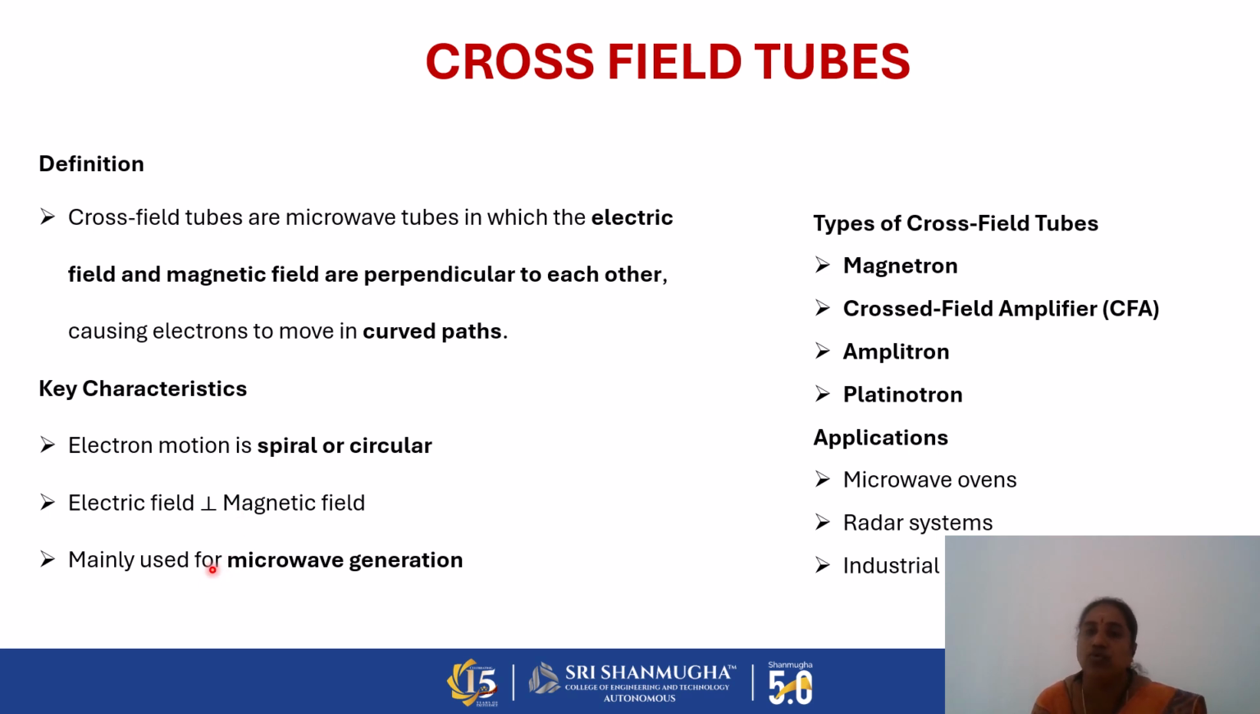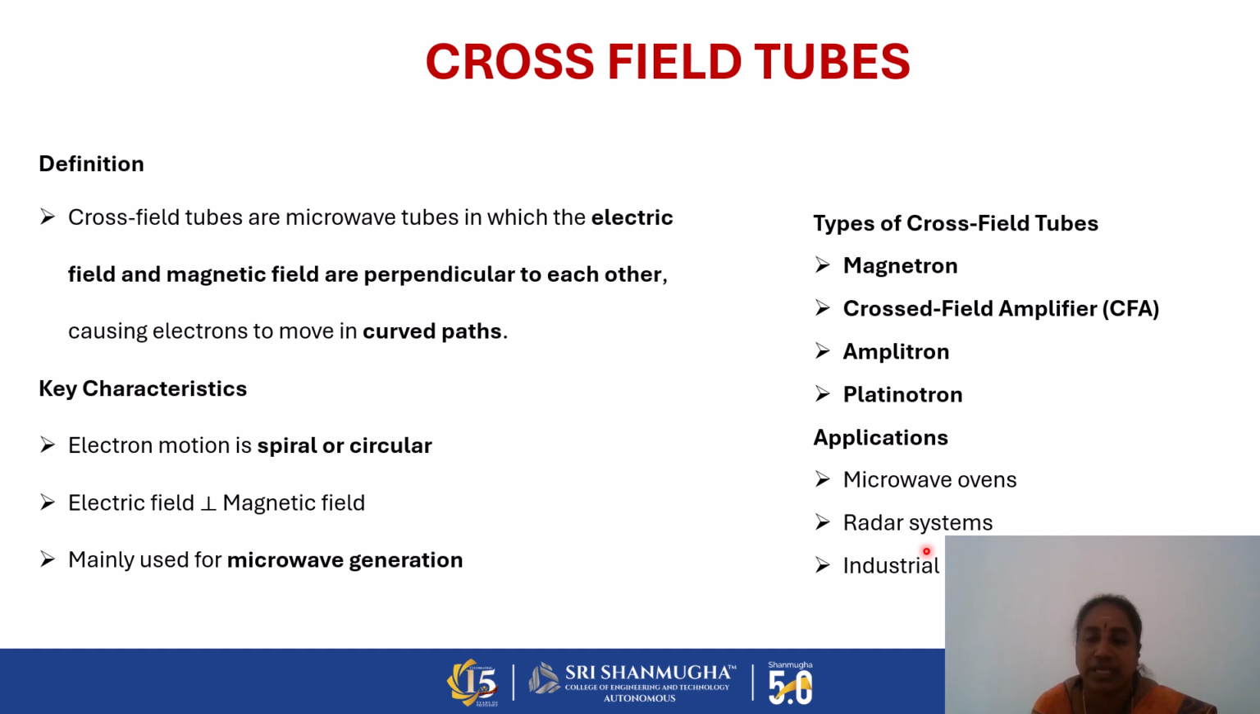These are a few types of cross field tubes: magnetron, cross field amplifier, amplitron and then planetron. These are all the types of cross field tube and applications. We are focusing only on microwave ovens, radar systems and industrial purposes. For heating purposes, we are using the cross field tube.